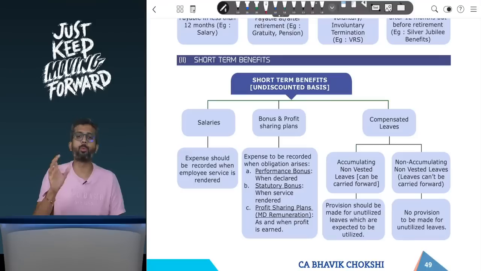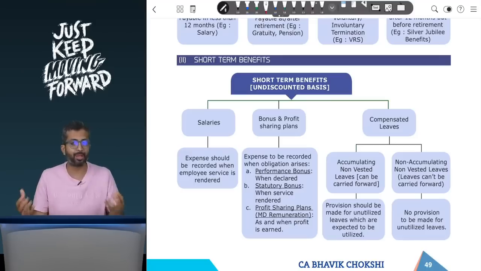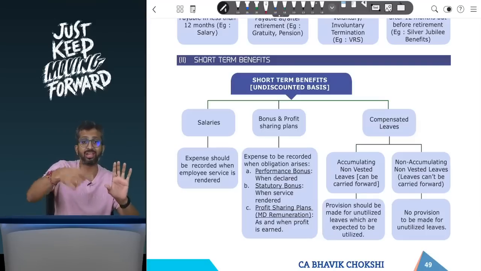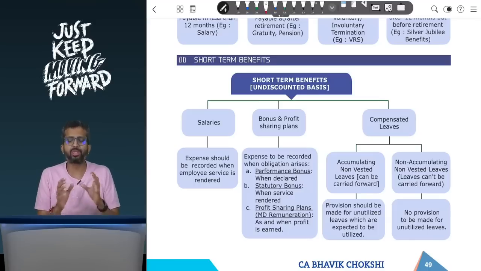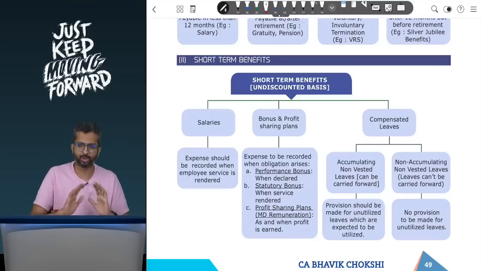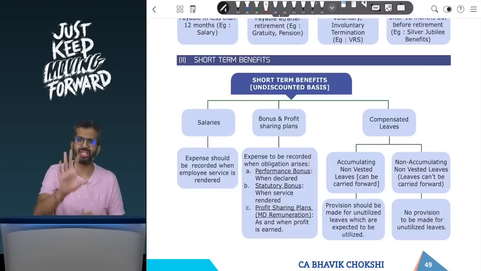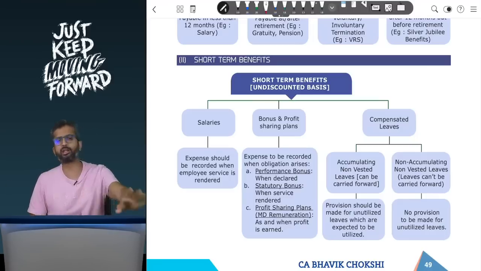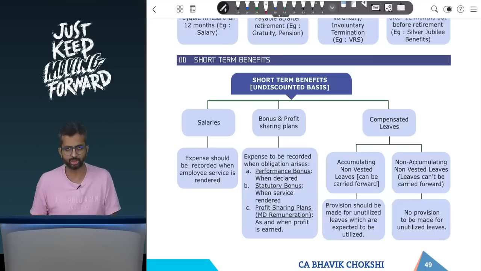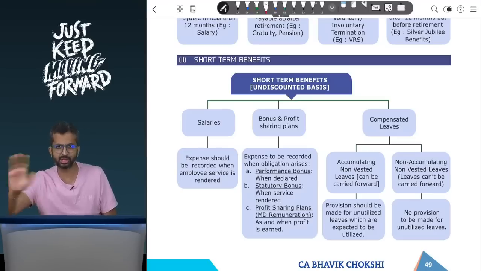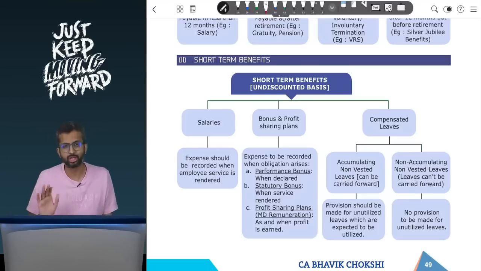Then you have something called as compensated leaves. Compensated leaves are like paid leaves where they can be accumulating, that is you can carry them forward, or non-accumulating, that is you cannot carry them forward. Okay, they are also called vesting benefits; vesting benefits would mean that you can encash them. So over here, if you carry forward or don't carry forward, leaves can be encashed. If they are encashable, that is, they are vested benefits, you will directly create a provision for the entire unutilized leave. So you had a 30-day leave, you utilize only 10 days, the remaining 20 days directly create a provision. Because you can either utilize it in the next year if you can carry it forward, or you can encash it, and hence you will create a provision.